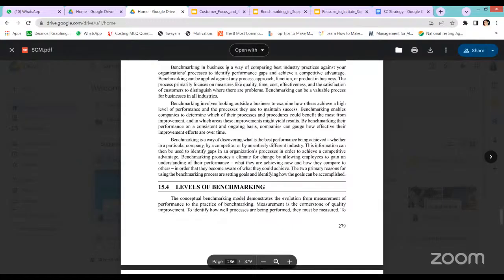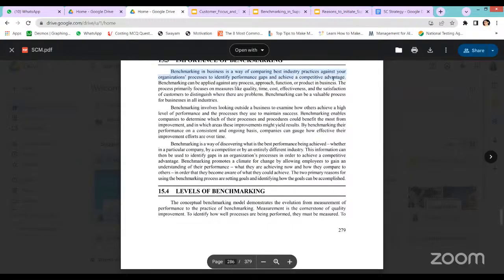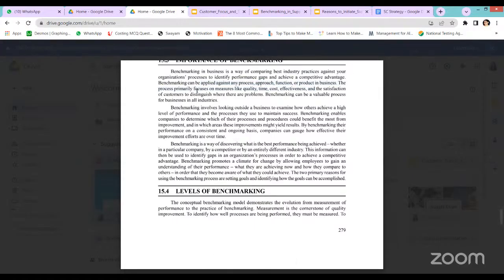Same thing, benchmarking in business helps the organization compare its best practices against the organizational processes. Also, it helps to identify performance gaps and helps to achieve competitive advantage. So this is the major importance of benchmarking. Yes, as we mentioned, against whom? Any process, approach, function, or product in the business, right?